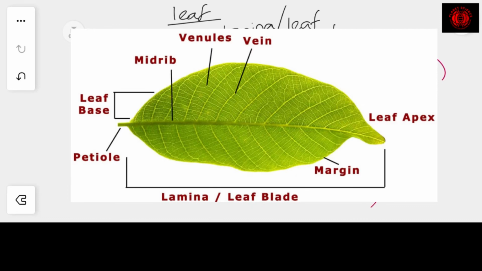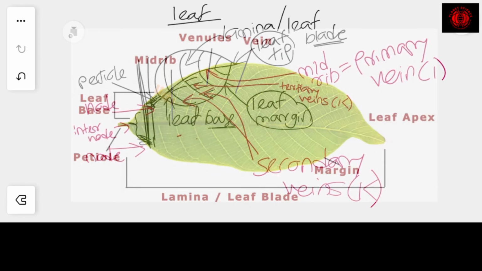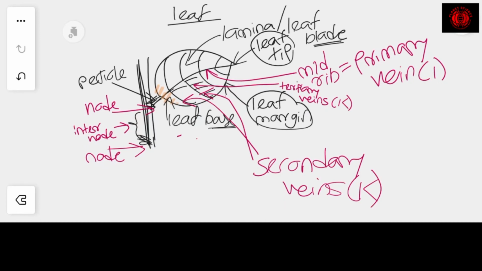In the next lesson, I hope to discuss with you the types of leaves and how to differentiate those leaf types. Thank you very much.